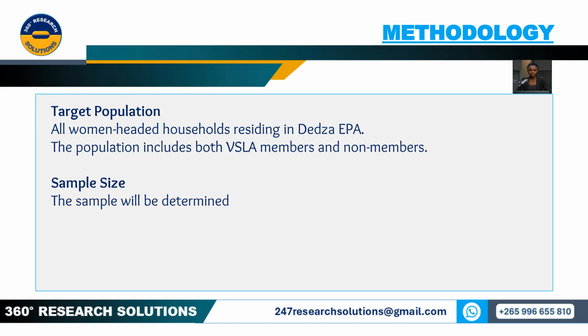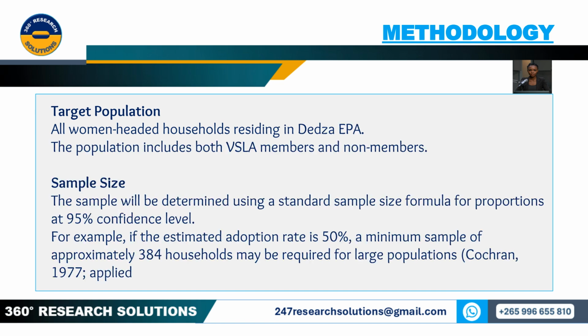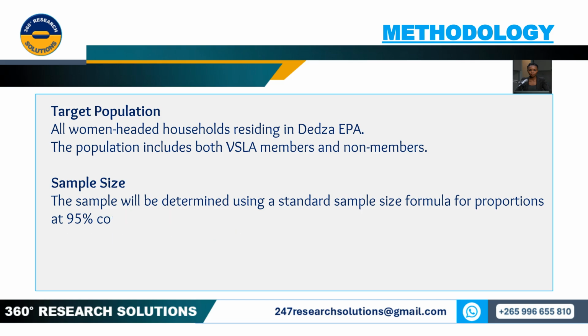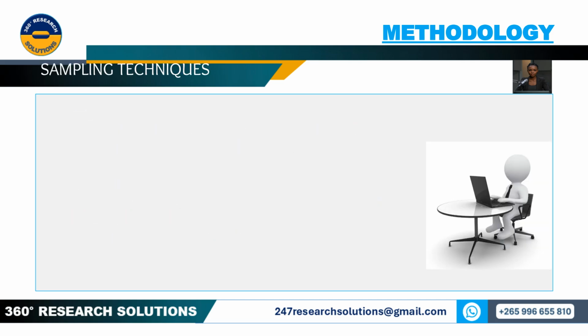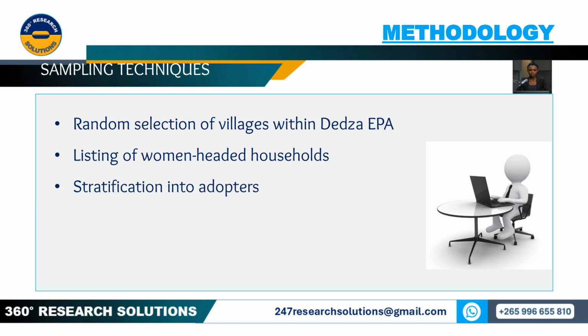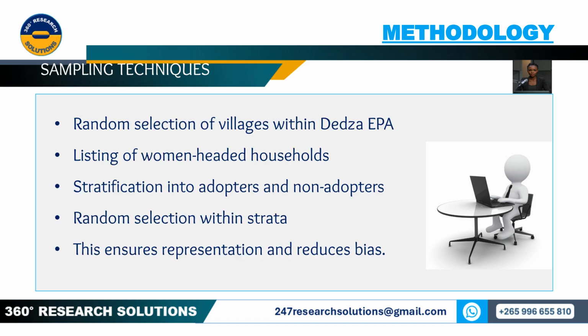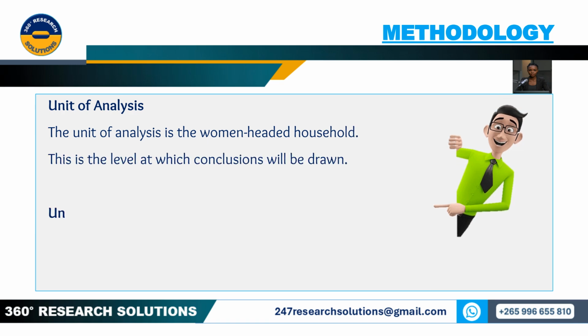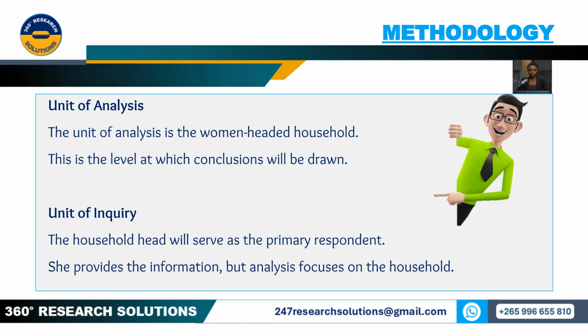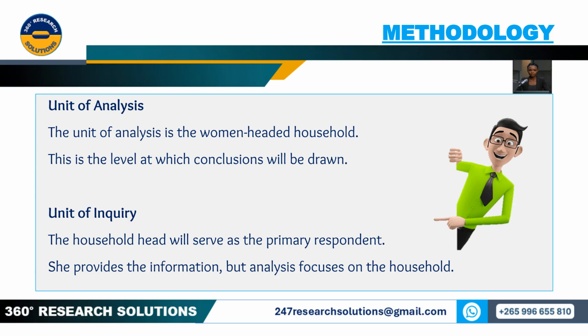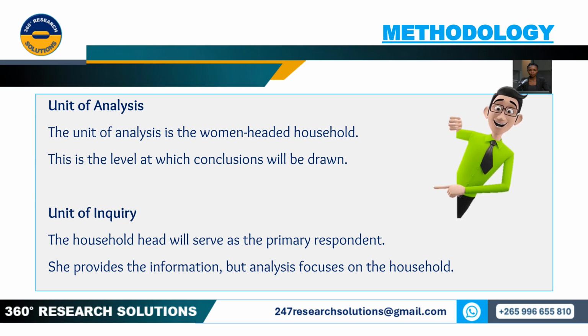The target population includes all women-headed households in Dedza EPA, both members and non-members of VSLAs. The sample size is calculated using a standard formula, potentially requiring a minimum of approximately 384 households. Sampling techniques will involve random selection of villages, listing women-headed households, stratification into adopters and non-adopters, and random selection within strata. This method ensures representation and reduces bias. The unit of analysis is the women-headed household, which is the level where conclusions will be drawn. The unit of inquiry is the household head, who serves as the primary respondent providing the information.